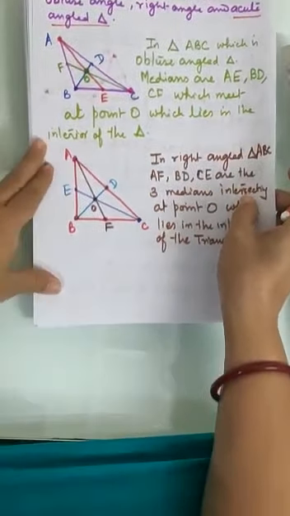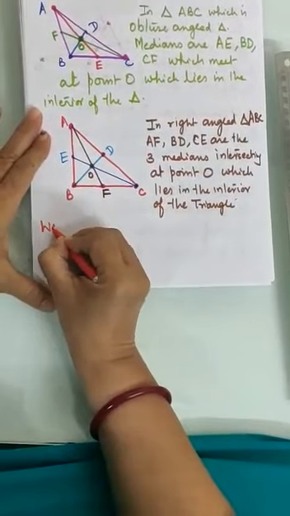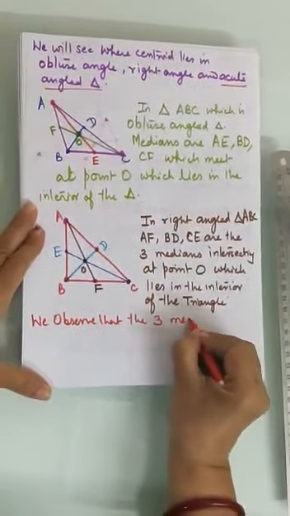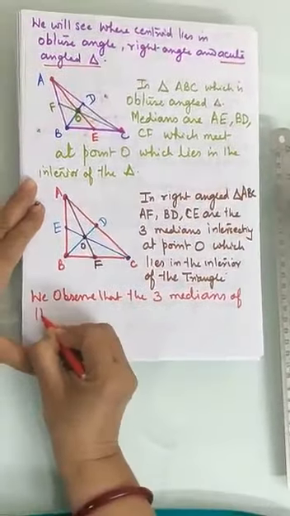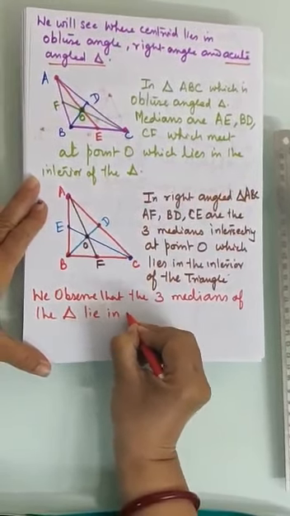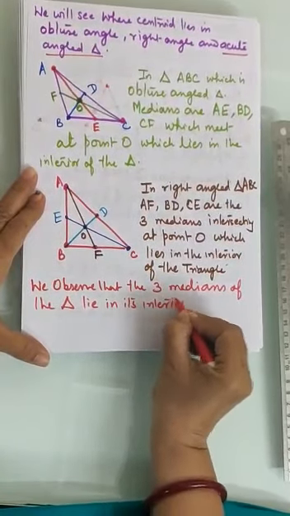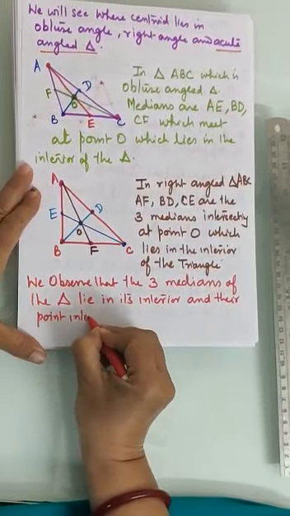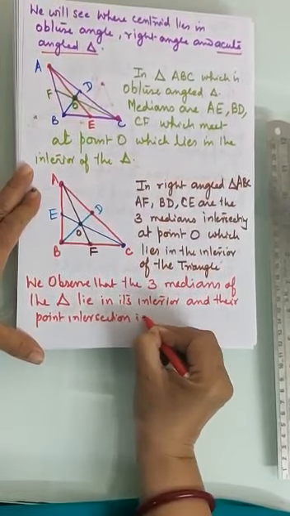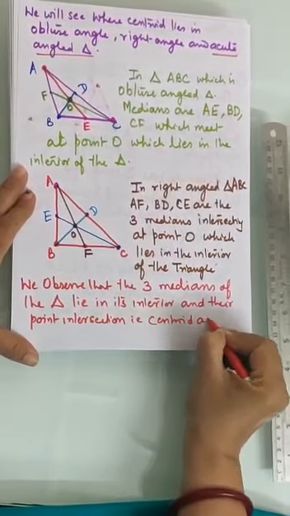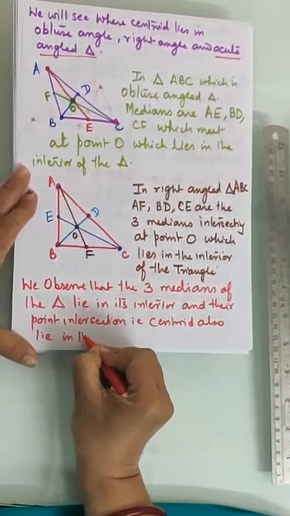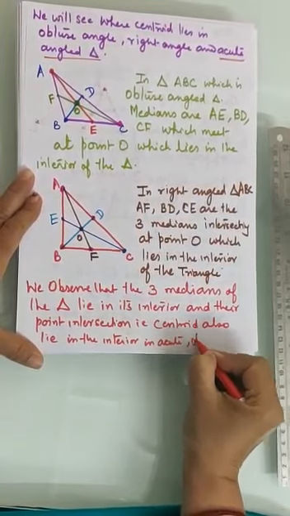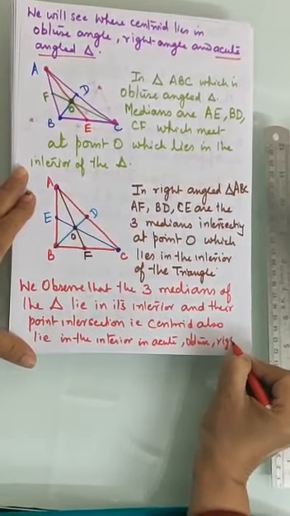So what do we finally observe? We observe that the three medians of the triangle lie in its interior and their point of intersection, that is centroid, also lie in the interior in acute, obtuse and right triangles.